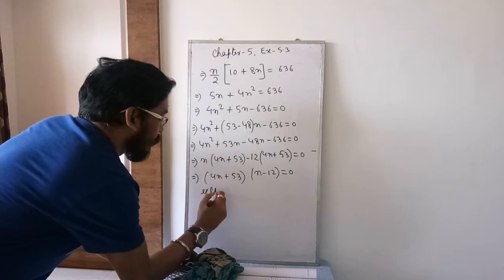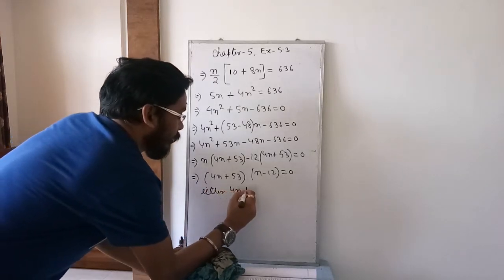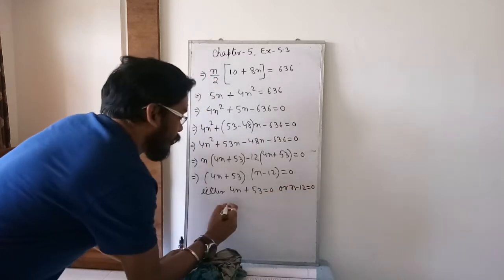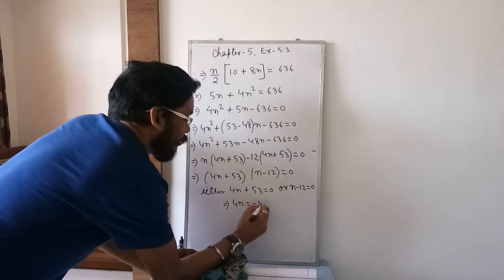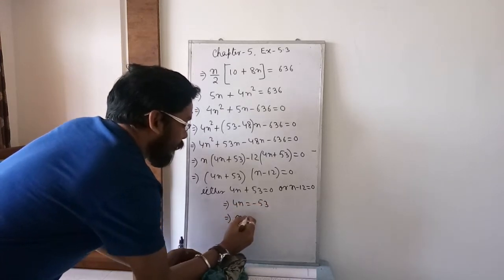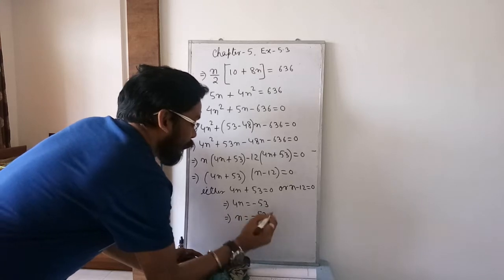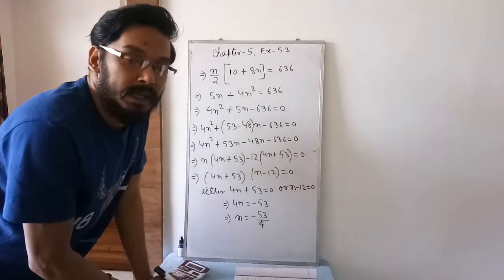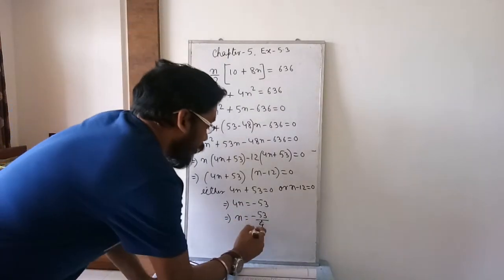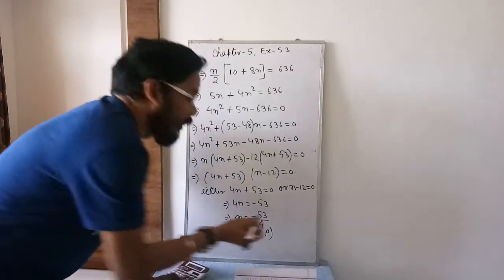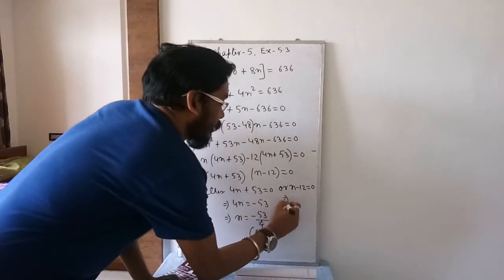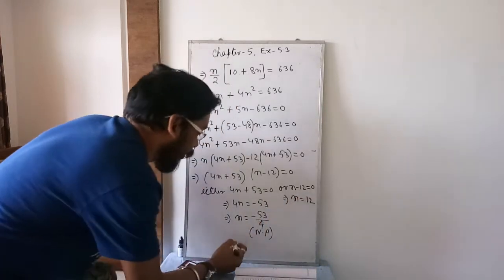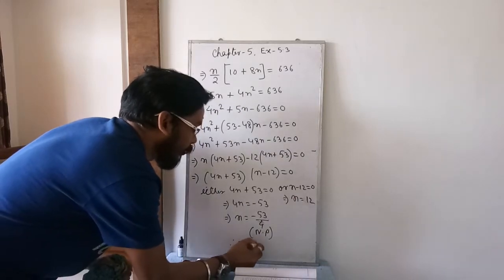So what will we write? Either 4n plus 53 equal to 0 or n minus 12 equal to 0. So 4n equal to minus 53, and n is minus 53 upon 4. It is negative as well as a fraction. If you remember, I have told you earlier, the value of n cannot be a fraction or negative. So this is discarded. In short, I am writing here not possible. You can write discarded. Here n equal to 12. So your final answer will be n equal to 12.